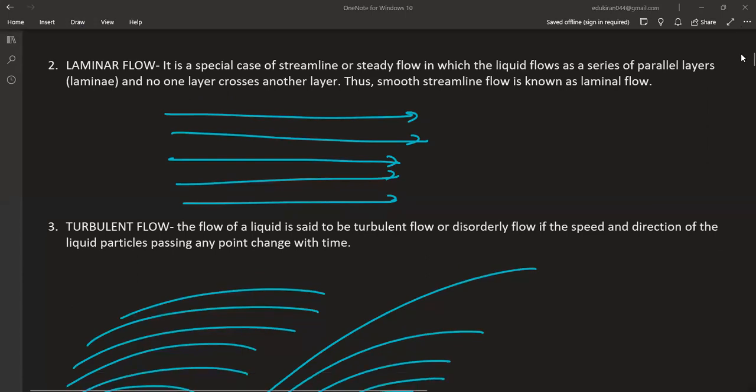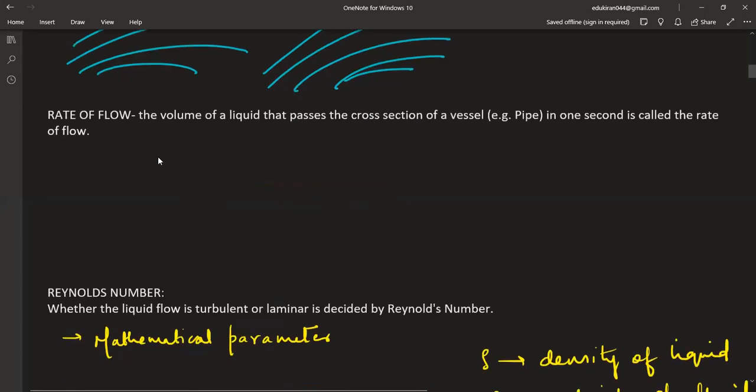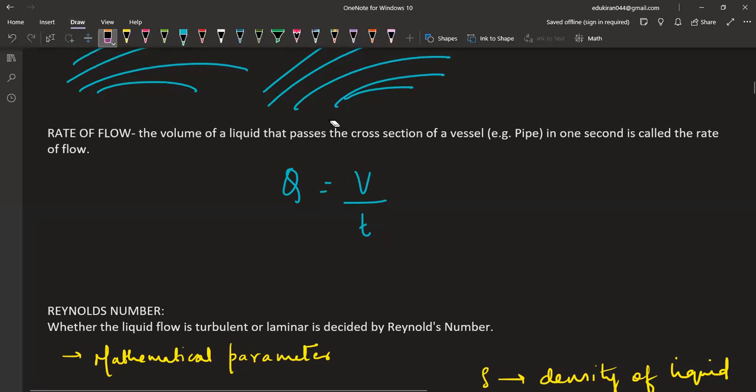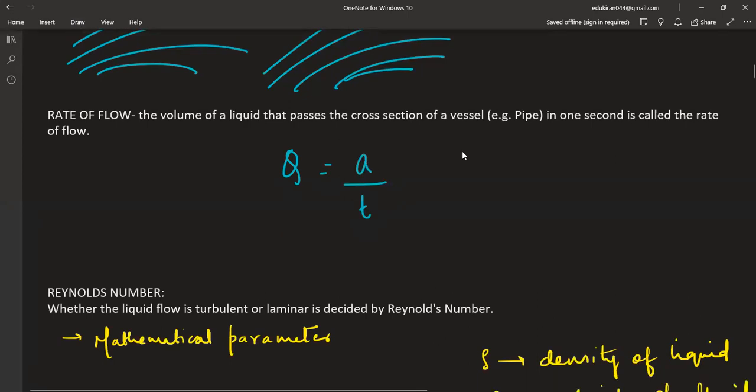Okay. Now, rate of flow. This is the volume of liquid that passes the cross section of a vessel in 1 second. This is known as rate of flow. We represent it by Q. So basically, volume of liquid that is flowing through the cross sectional area in 1 second. Or directly, you can write it as A by T. Area is better to write. This we'll see later also.